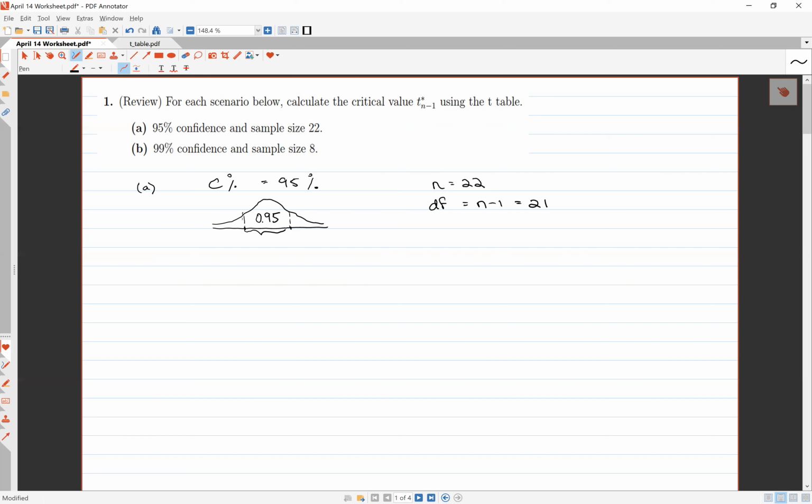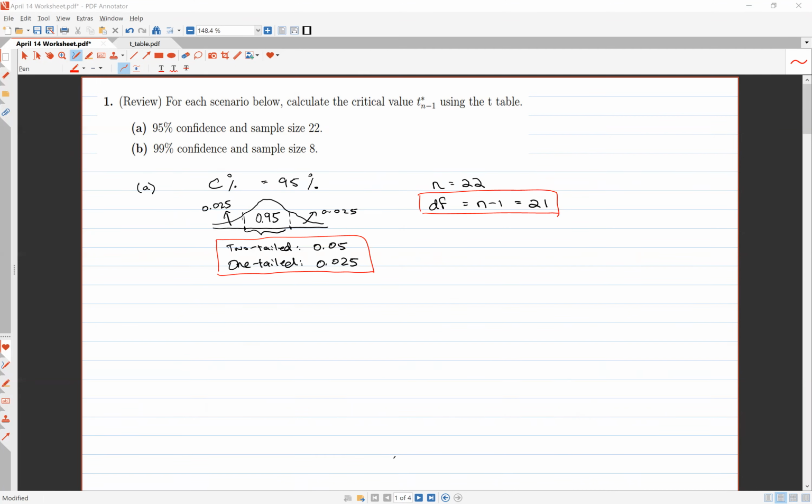That means there's 5% left, which has to be split between the two tails. So the two-tailed remainder is 5%, but if you split it up between each tail, each one is only going to get half of that. So the value associated with one tail is 0.025. You only need one of these. You don't have to calculate both of them because if you look at the t-table, the rows will give you both the two-tailed and the one-tailed value.